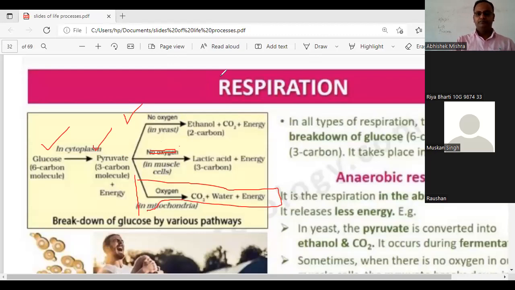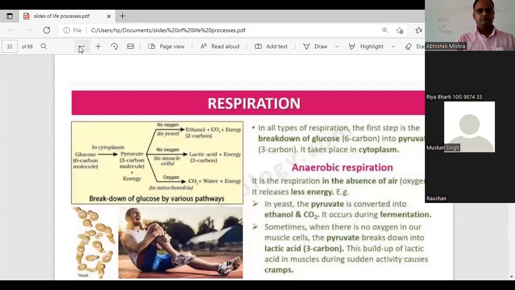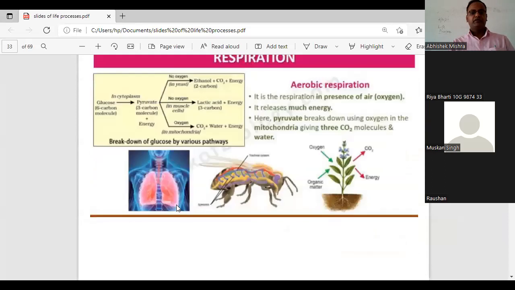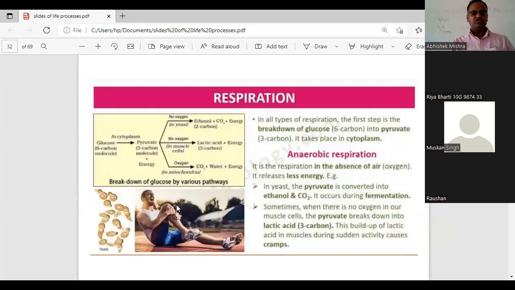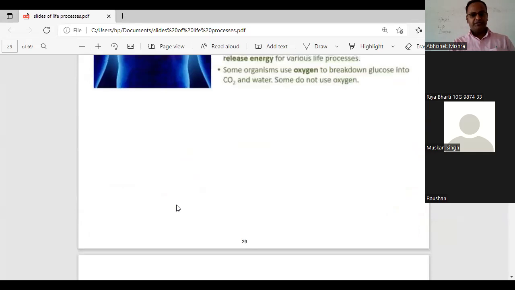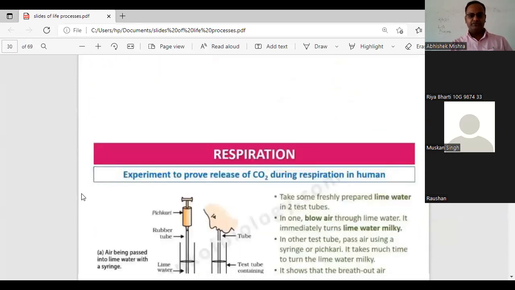Definitely correct. And now, once again, we have said, what is respiration? Respiration is the process of oxidation of the food material, either in presence of oxygen, which is aerobic respiration, or in absence of oxygen, that is anaerobic respiration.